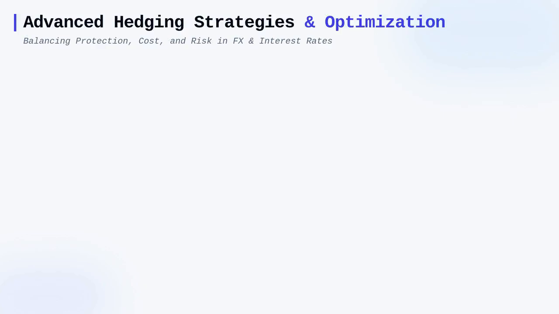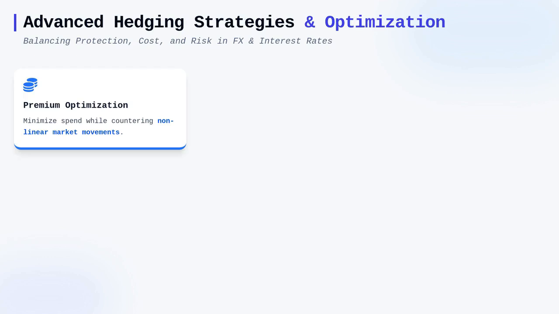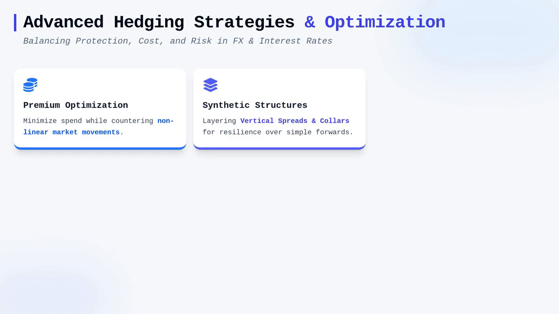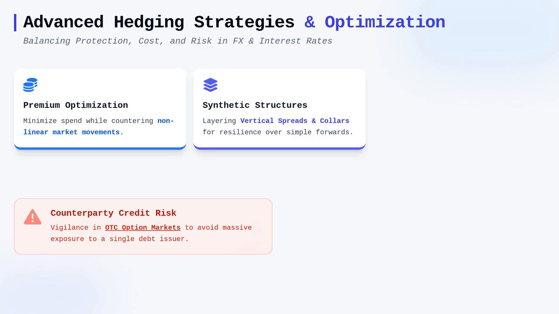Ultimately, the goal is to optimize the premium spend while maintaining a robust protection level that accounts for the reality of nonlinear market movements. By layering vertical spreads or collars within a broader FX or interest rate hedging program, you build a synthetic insurance structure that is far more resilient than an outright forward contract. You must remain vigilant regarding the counterparty credit risk inherent in OTC option markets, ensuring your structure does not inadvertently create a massive exposure to a single debt issuer.